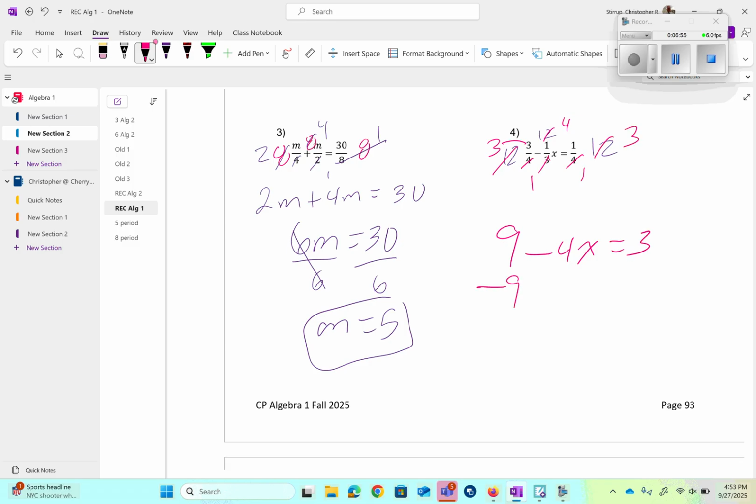Let's go ahead and start solving this. I'm going to subtract 9 from both sides first. So I'm going to get negative 4x is equal to negative 6. Let's divide both sides by negative 4. Negative over negative is positive. 6 over 4 reduces to 3 over 2. So a reduced fraction, you don't really want to make it a decimal. Just start getting into the practice. If it's a fraction, deal with a reduced fraction.